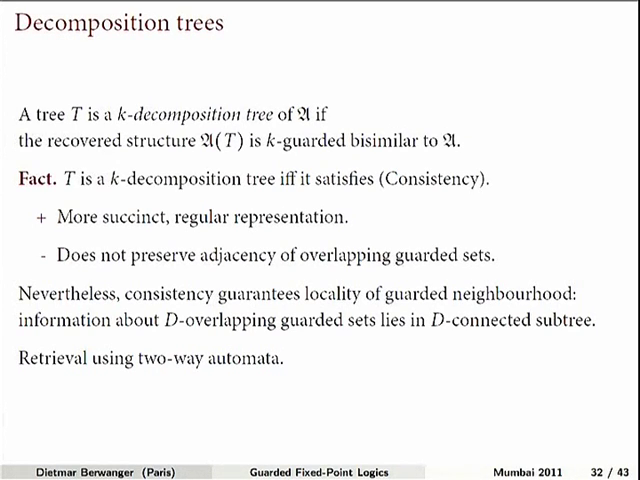So I say a tree is a k-decomposition of a structure. This k is already in the way the tree is described; it's in the alphabet of the tree. If I can recover something from the tree that is guarded bisimilar to my original structure, so all the representations that, when glued together, give me something that looks like my original structure, up to guarded bisimulation, I call it a decomposition.